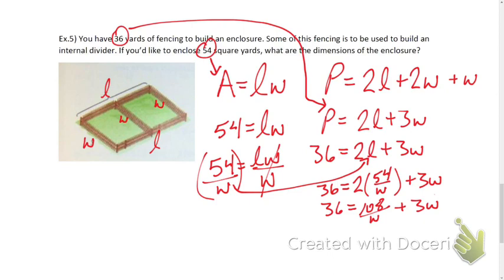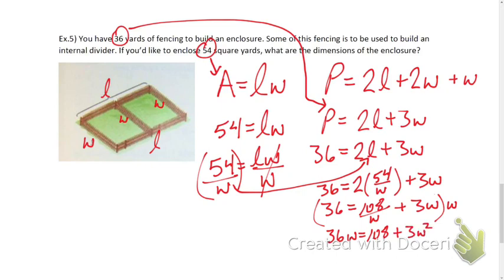And now I have a problem. I have a W in the denominator. It's frustrating to work with, so let's multiply the entire equation by W. And that'll give us 36W. It'll cancel on that fraction, giving us just 108 plus 3W squared.